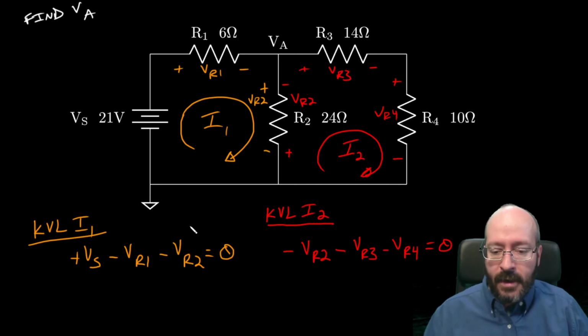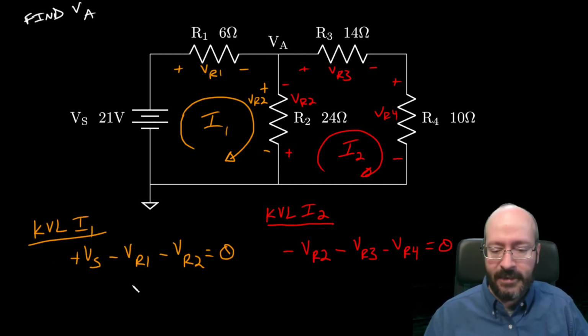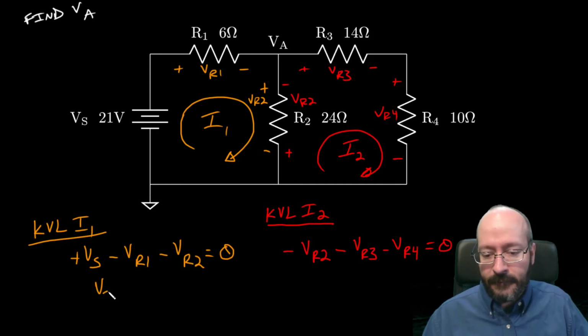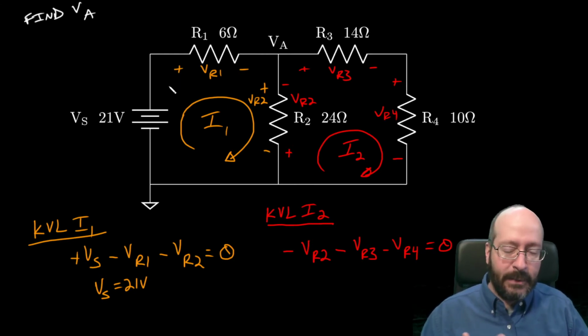Okay, so I'm going to come over here. Vs is equal to 21. That's a constant. It's an independent voltage supply. So Vs is equal to 21 volts. Okay, that one's boring. That was our only active element in this circuit.